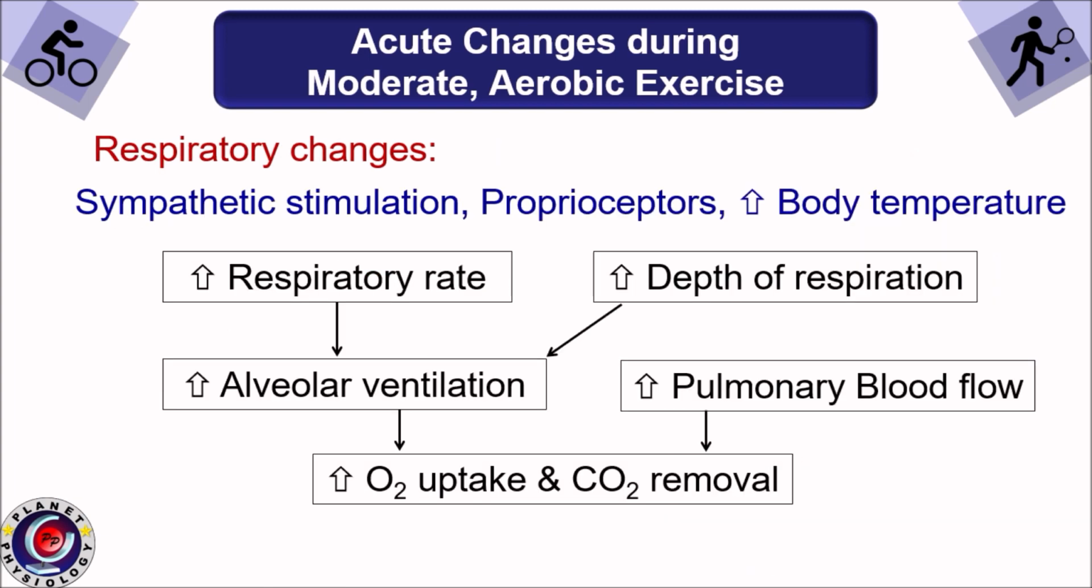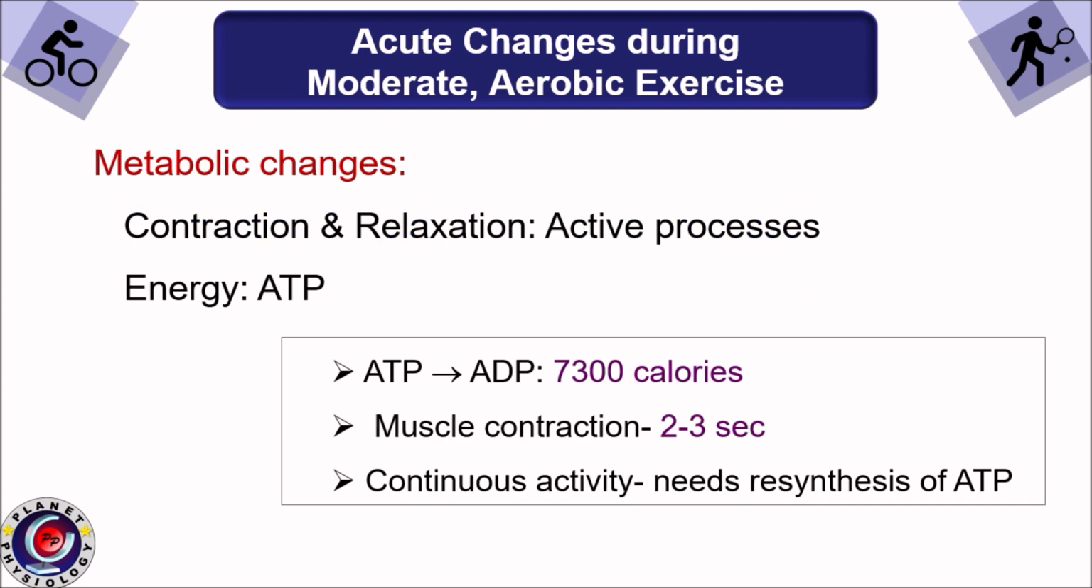Now let us study respiratory changes that are taking place during exercise. Respiratory changes are taking place due to three factors: sympathetic stimulation, stimulation of various proprioceptors, and increase in body temperature. All these factors increase rate as well as depth of respiration, leading to increase in alveolar ventilation. Also, we have seen that there is increase in pulmonary blood flow. So, increased ventilation as well as increased pulmonary blood flow will facilitate increased oxygen uptake as well as carbon dioxide removal.